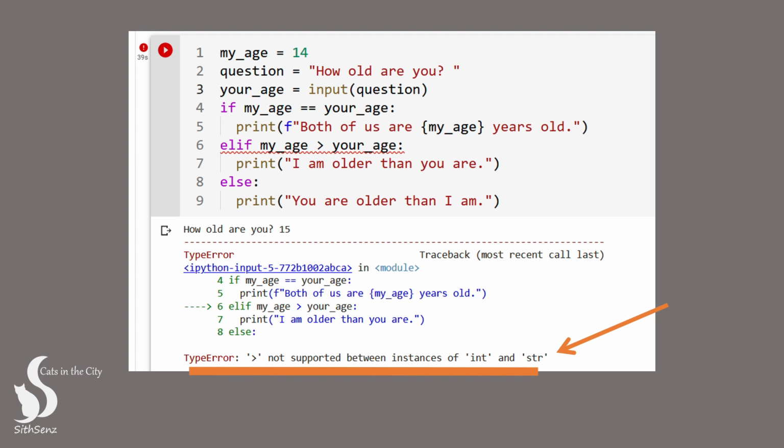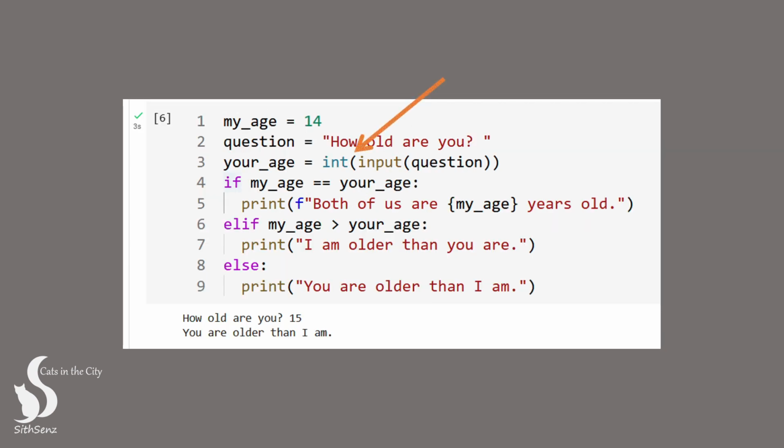To overcome this error, we can cast the returned input as an integer, like so. Yes, doing this will solve the error, but it's not the best practice. Let's say the user mistakenly keys in a text, you will get a value error instead, because you cannot cast a string as an integer. The best practice is actually to check the validity of the user's input. We can do this easily with a custom function.